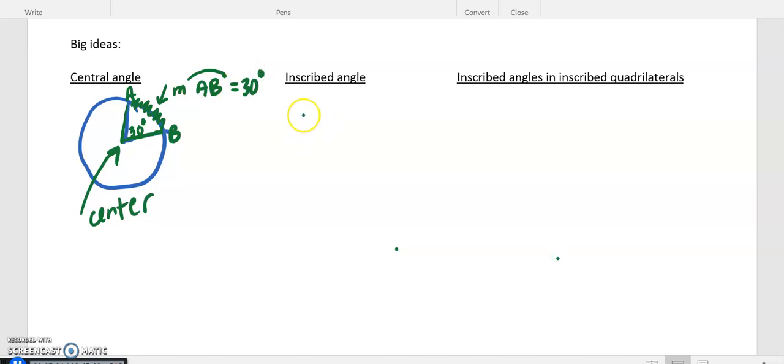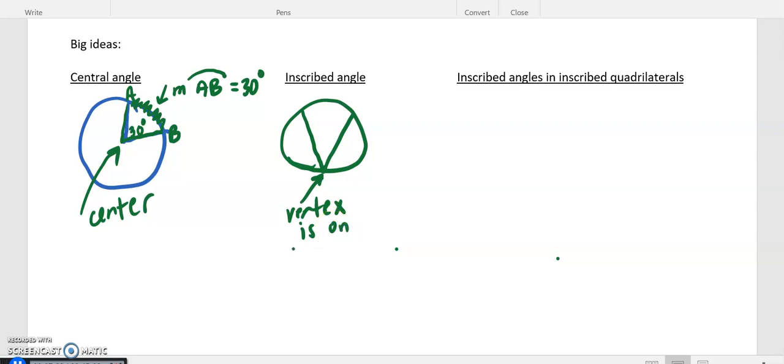Now, an inscribed angle. Here's my inscribed angle. The vertex is on the circle. It's not coming from the center. Let's give that a letter for reference. That's A. We'll call this B, and we'll call this point C. Now, the relationship here, if you remember from before spring break, is that the measure of the arc BC is directly related to the measure of the inscribed angle. It's not the same though. If this were 30 degrees, its included arc is always double that value, so it'll be 60 degrees.